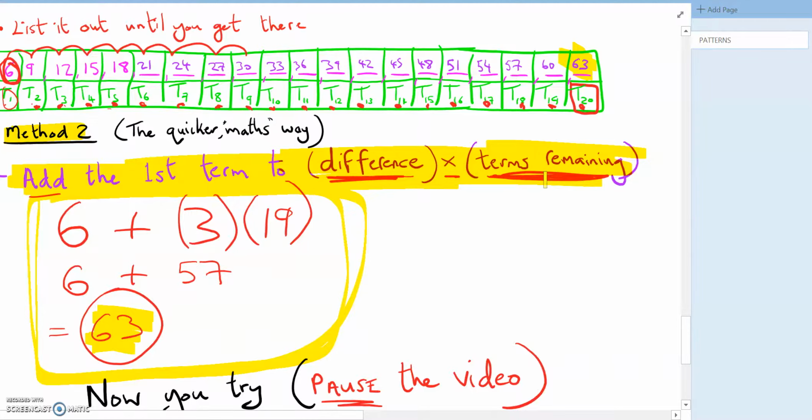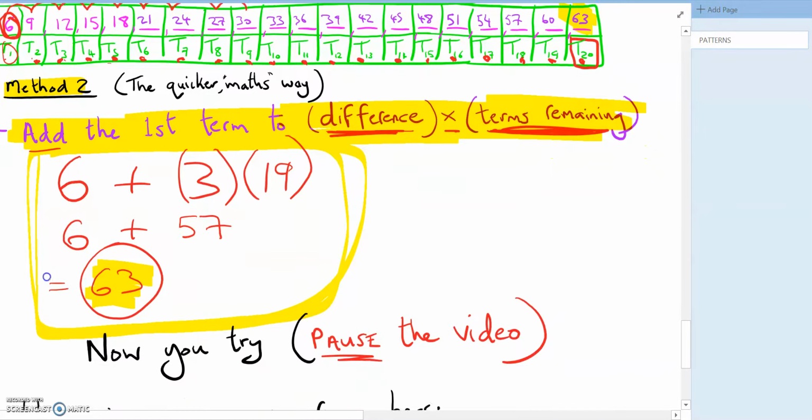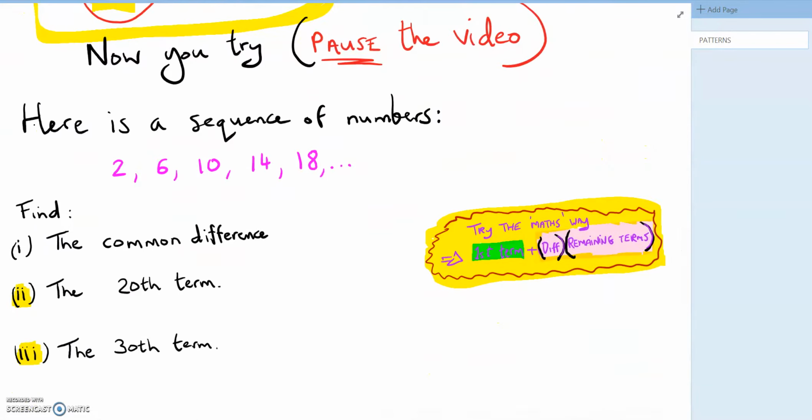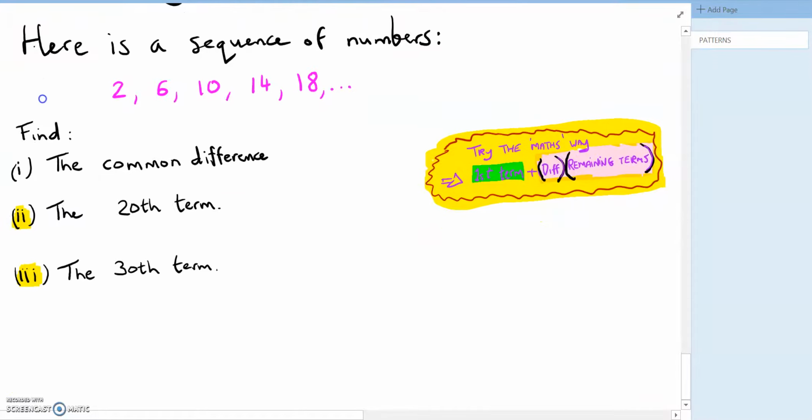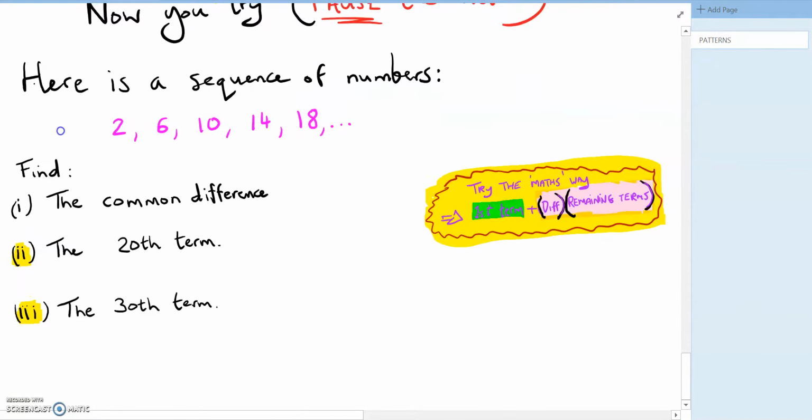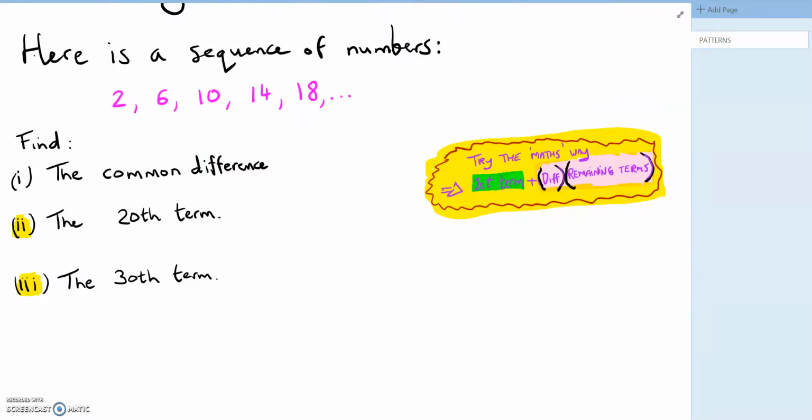Now you're going to try some of these. You're going to pause the video and give these a go. So here's a sequence of numbers. You have to first of all find the common difference. So what's the difference between each of these numbers? What's it changing by? It's changing by the same amount each time. When you've done that, then I want you to find the 20th term and then the 30th term.